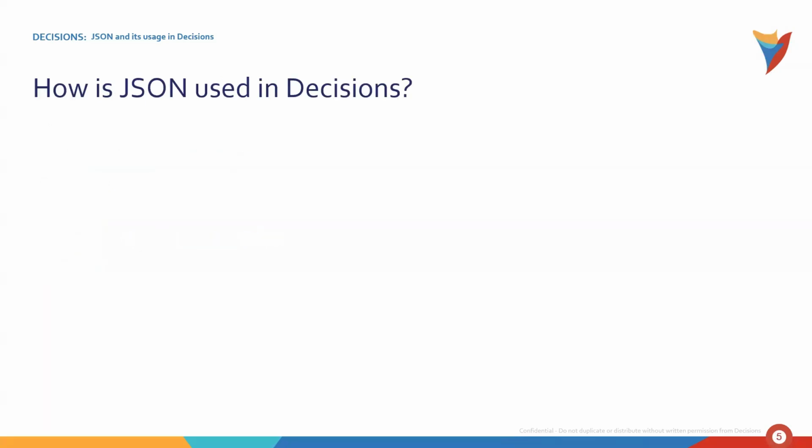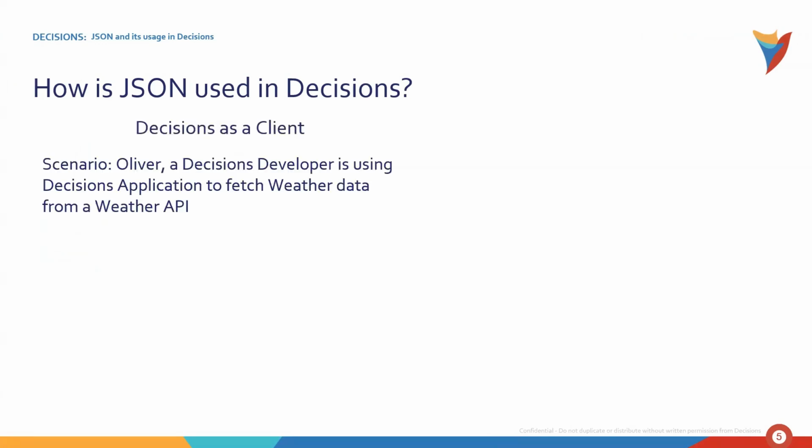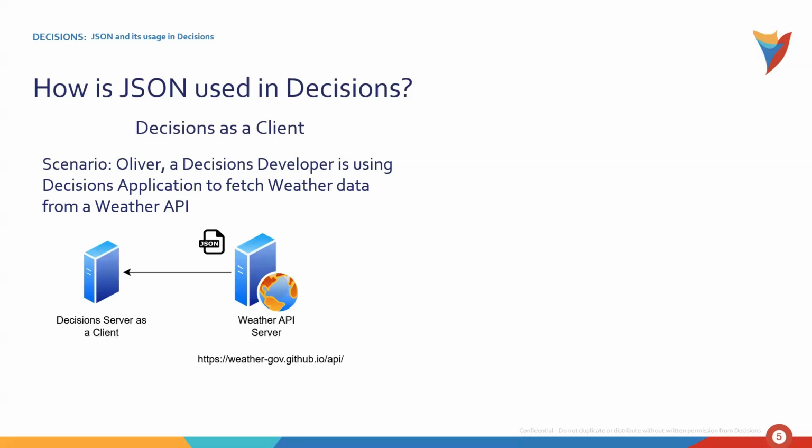Now let us see how JSON is used in Decisions. Decisions as a client. Let us consider a scenario where Oliver, a Decisions developer, is using an application to fetch weather data from a weather API. So as you see in the diagram, the Decisions server here acts as a client and sends a request to the URL of the weather API server. It receives information in the format of JSON.